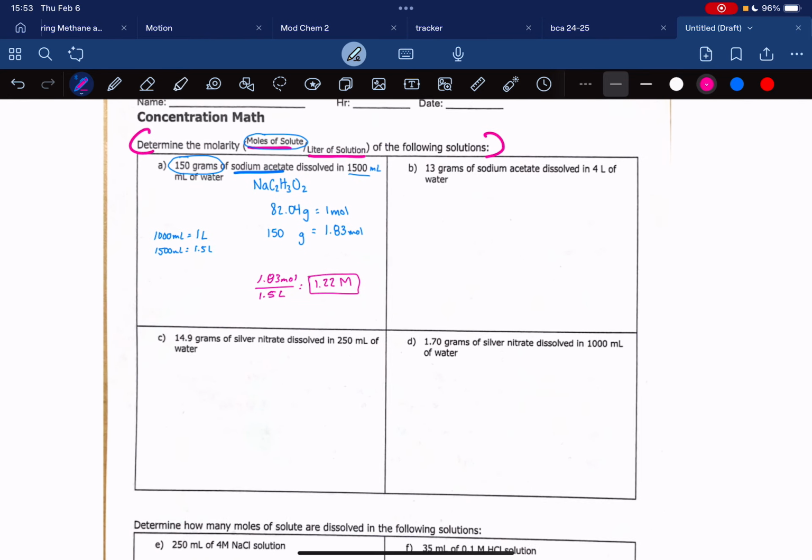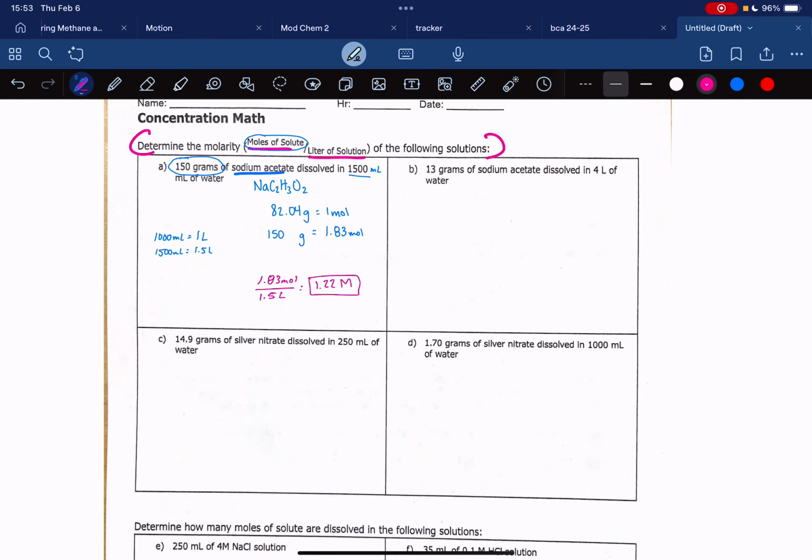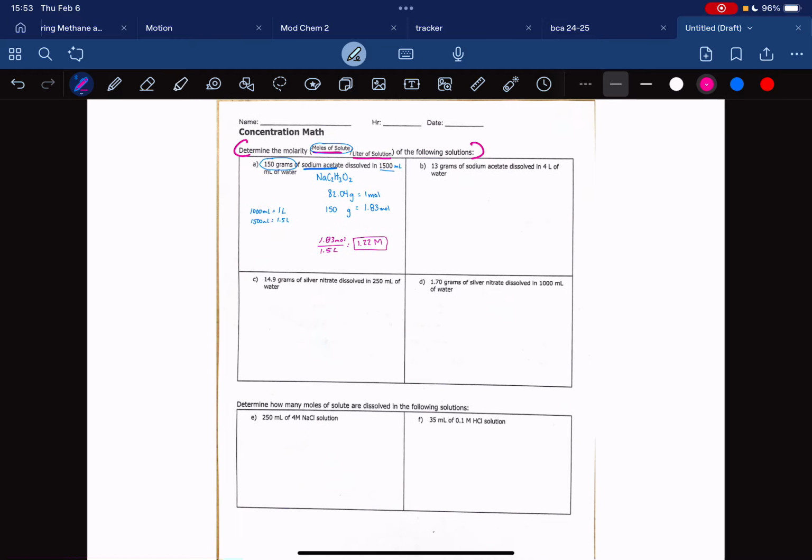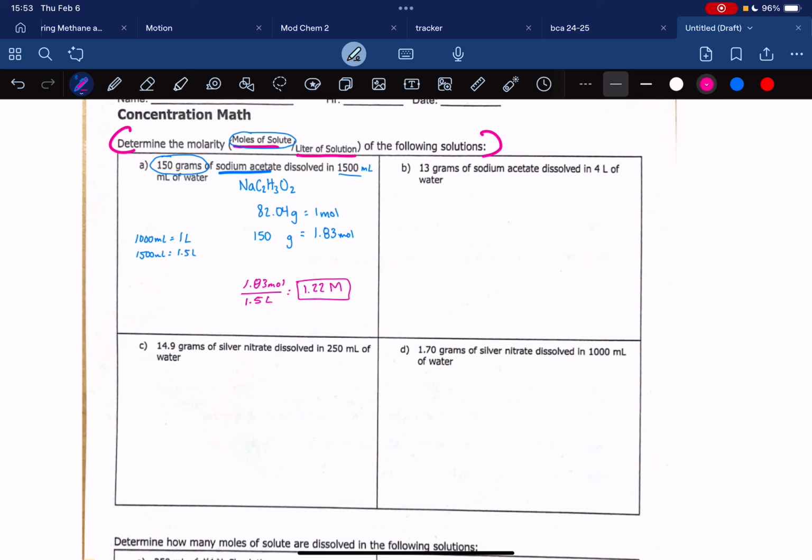I just decided now that I'm not going to do every single question on this. I think if you can do, I'll do 1 from each section or 2 from each section. I'll do A, and I'll also do, let's go with D. Because if you can do D, you can do C. And if you can do A, you can do B. It's just kind of getting reps in.